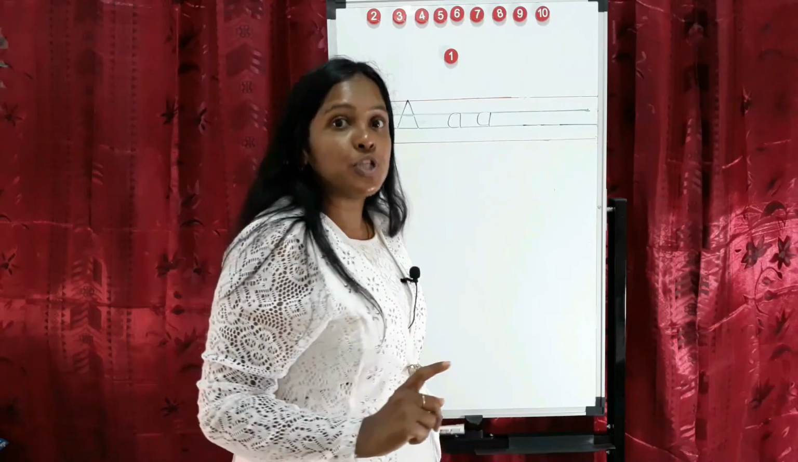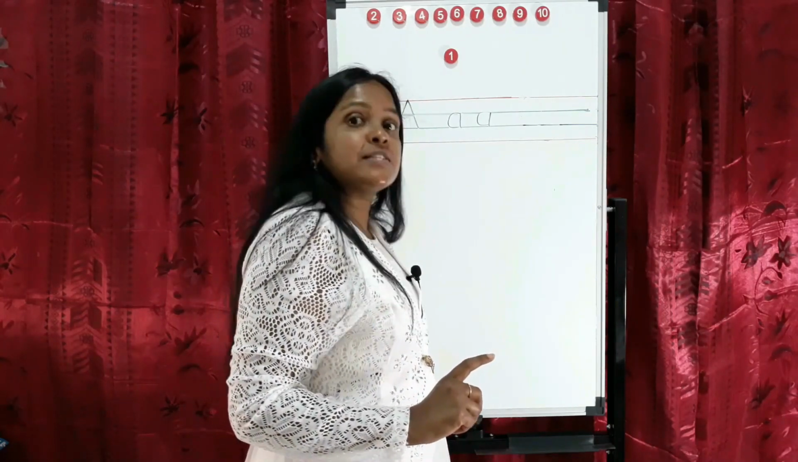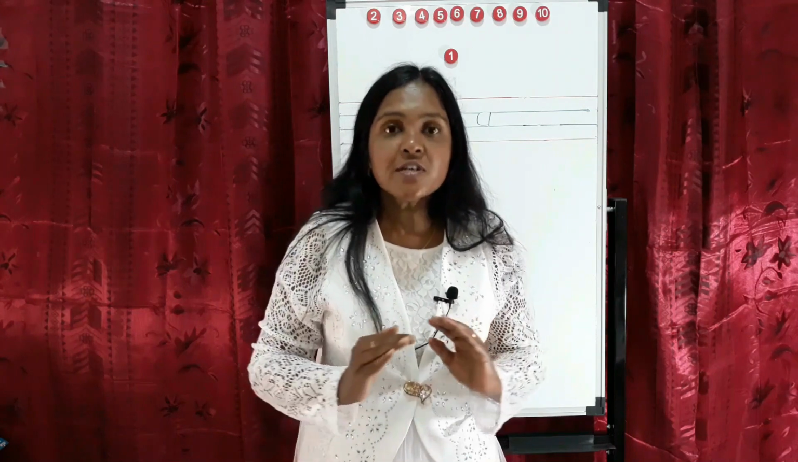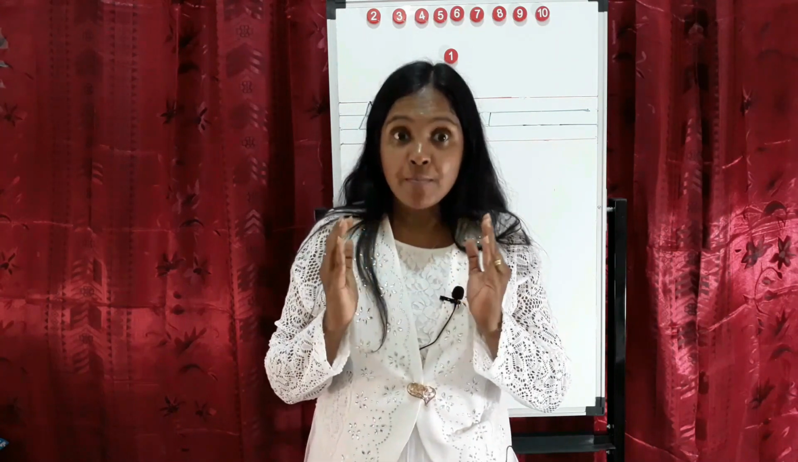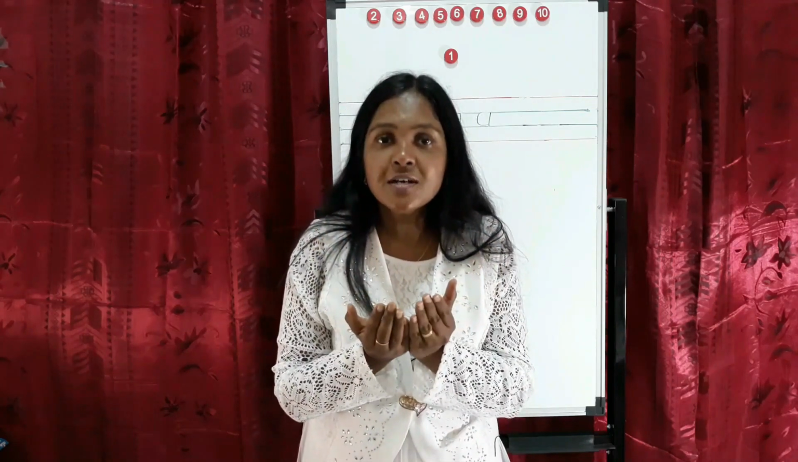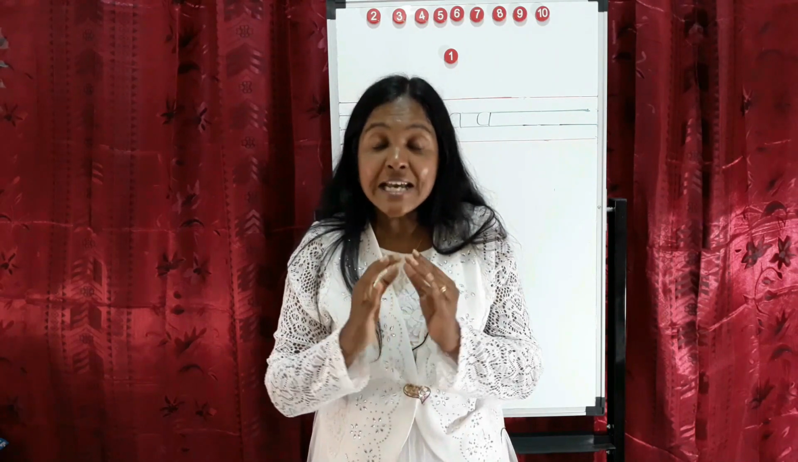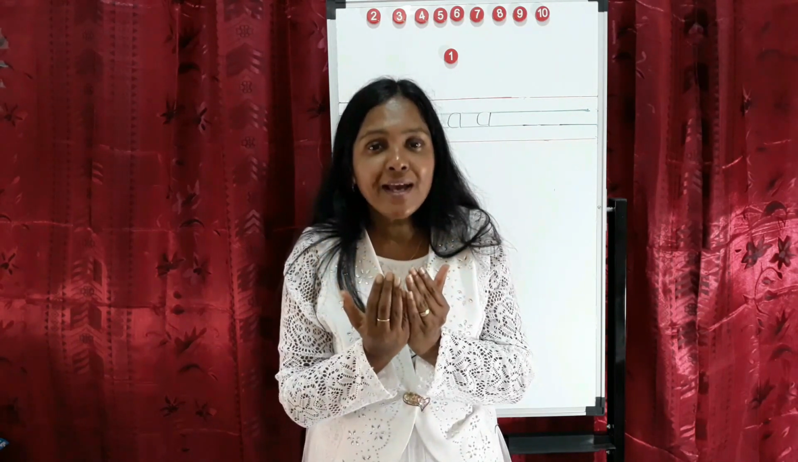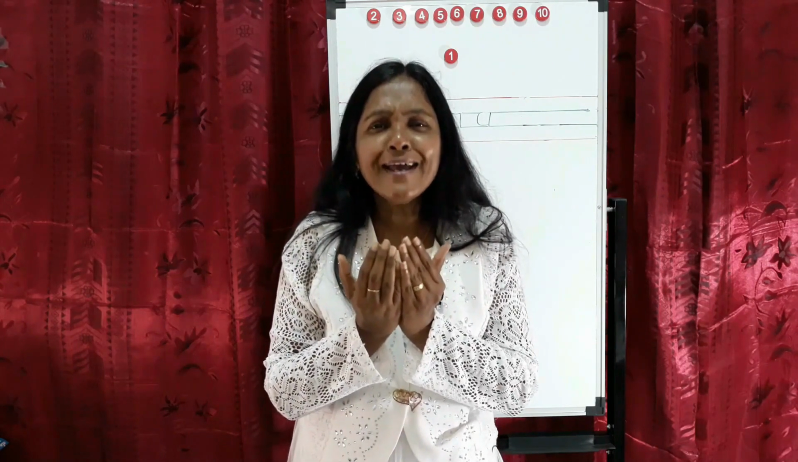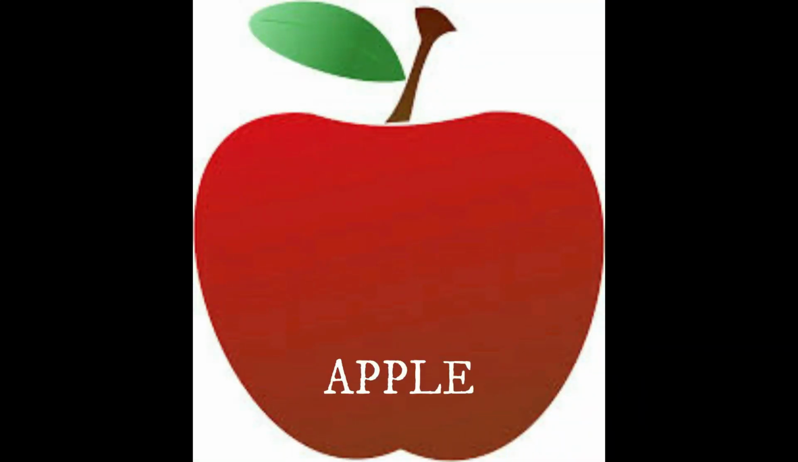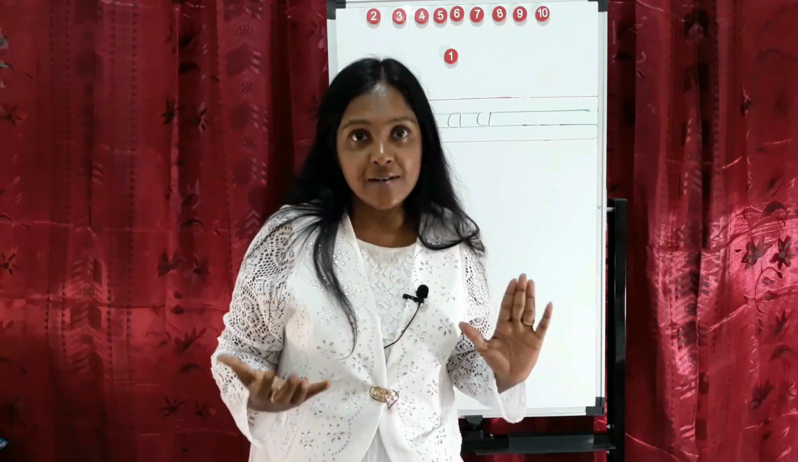Now I am going to teach you the words starting with letter A. Are you ready? Listen carefully. First, I'm going to tell you about a fruit. It's a round fruit and it's a healthy food. Mostly it has a red color peel. You all love to eat it. Apple. Very good. Next one.